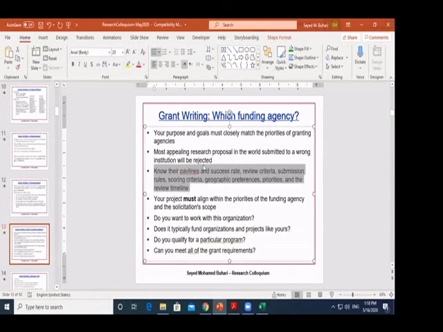Number one, what is the success rate? How much will they pay? How do they evaluate your submission? What is their preference? Are they going to give preference to things coming from India, for example, or do they prefer some group or area or priority? Some of them are specific towards women, for example. So look for all this. What about their timeline? If all these match with your proposal, then you can apply. Your proposal must align with the priority of the funding agency.